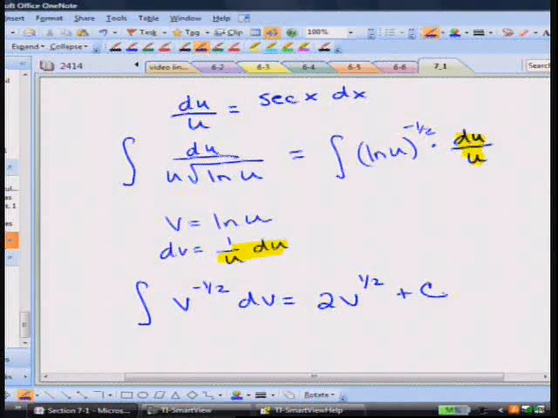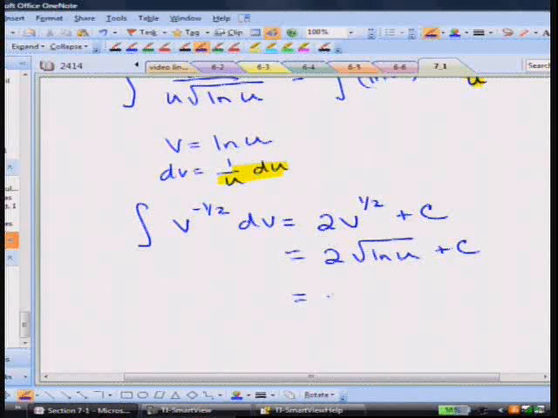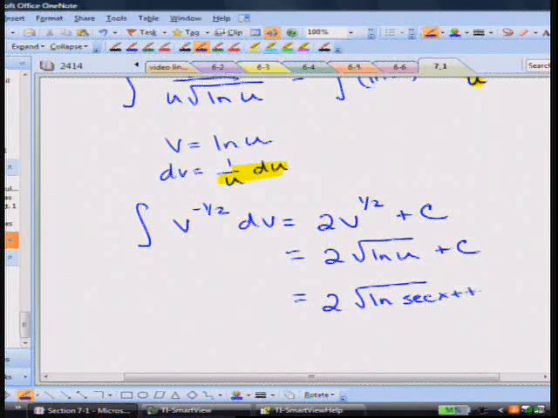Are y'all okay? But what was v? V is ln u. But what was u? Ln, that was the secant x tangent x. That we did originally.